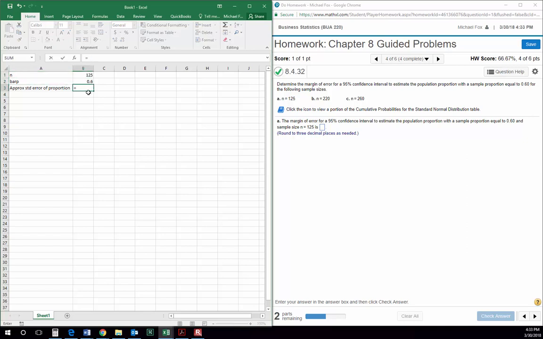All right. So this is going to equal the square root of bar P times 1 minus bar P, divided by n. I know I'm confusing, huh? There's our approximate standard error of the proportion.